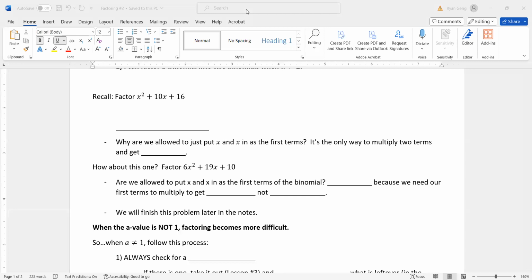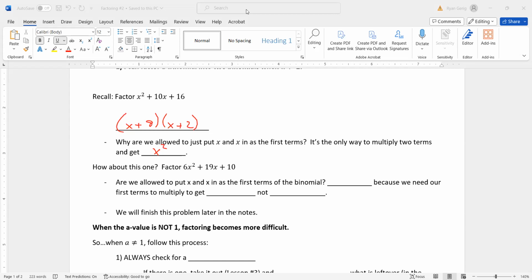Factor x squared plus 10x plus 16. We wanted to find two numbers that multiplied to 16 and added to 10. Hopefully you can get that pretty quickly: (x + 8)(x + 2). And that was the factored form of that trinomial. One of the things I talked about in lesson 6 was why we were allowed to just put x and x in as the first terms. We just kind of assumed that was the case. It's the only way to multiply two terms and get x squared.